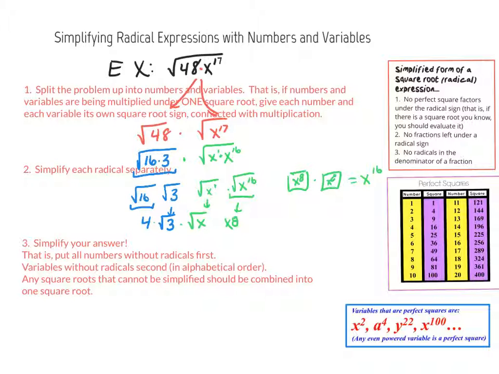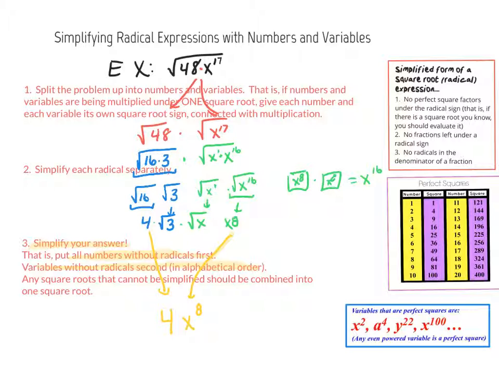Now, as a final reminder of how to write our answer, what I want us to remember is these rules. The way that we simplify our answer, or how we write our answer, is we're going to put all the numbers without radicals first. So that is a 4. The next thing we're going to do is put variables without radicals second in alphabetical order. Well, there's only one, so that's going to come next. That's x to the 8th.